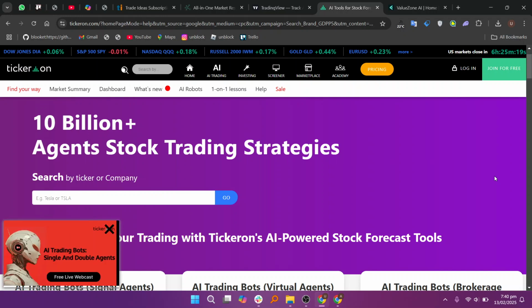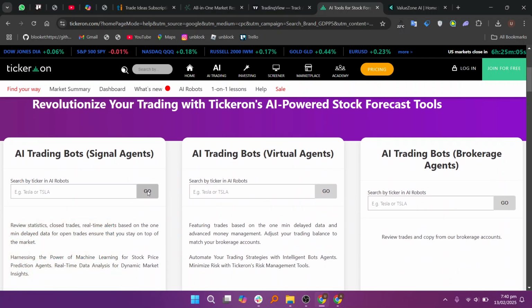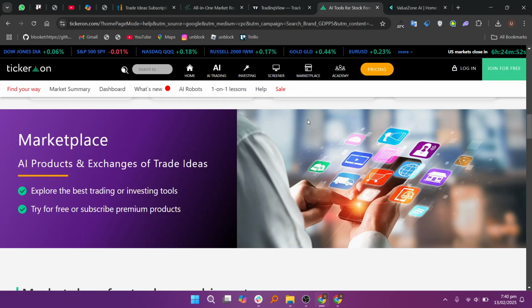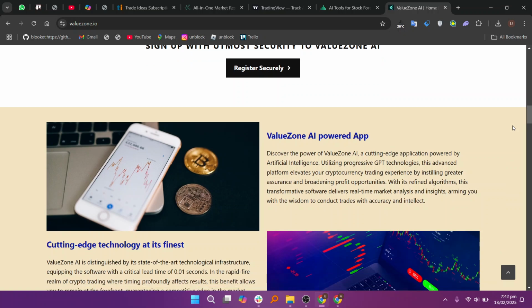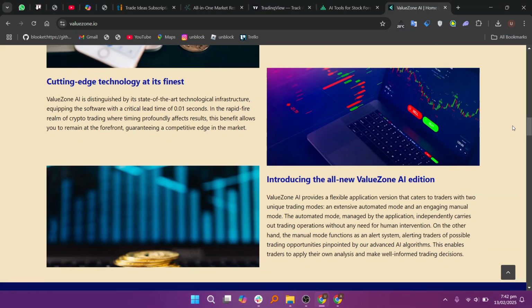Tikeron is an AI-powered bot that provides pattern recognition, real-time trading signals, and AI-driven market prediction to help traders make informed decisions. ValueZone is a newer but powerful AI tool that leverages deep learning to analyze market trends, detect trading signals, and improve investment strategies.